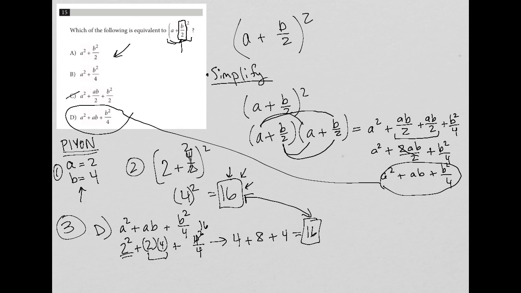And none of the other options will equal 16. So B does not equal 16, A does not equal 16, C does not equal 16, but D does equal 16, and that's how we use plug in your own number.